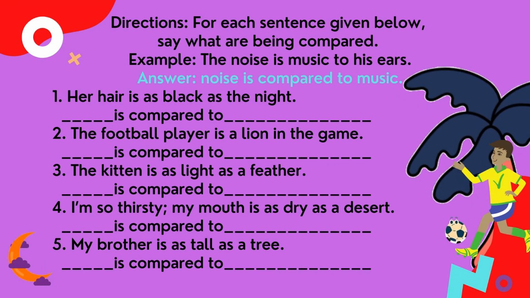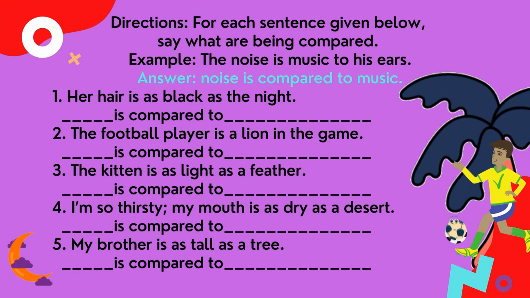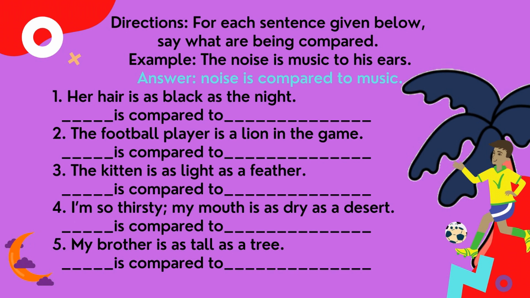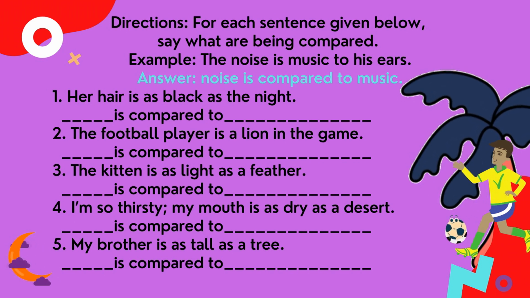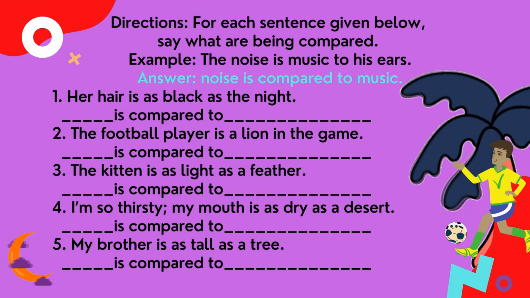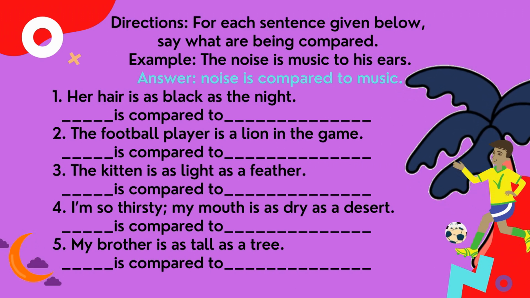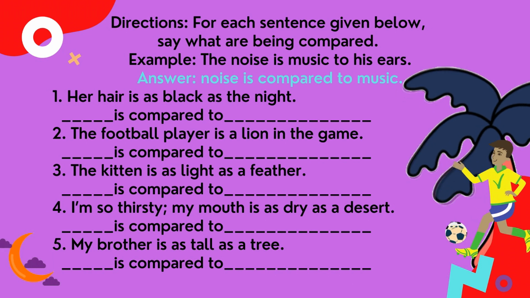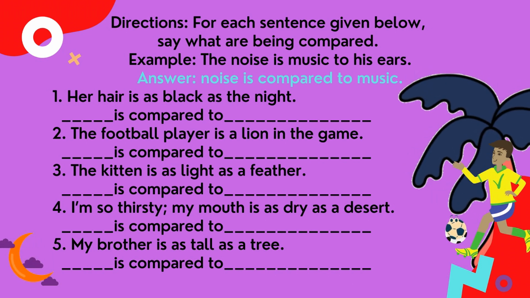The direction is, for each sentence given below, say what is being compared. Example, the noise is music to his ears. So the answer is, noise is compared to music. Okay, let's go to number one. Her hair is as black as the night. Yes, correct. Hair is compared to night.